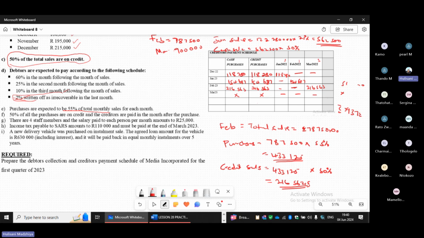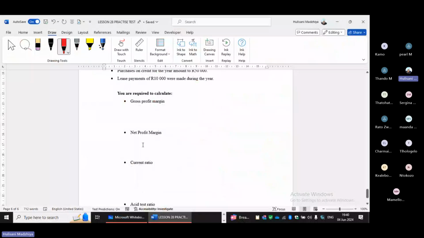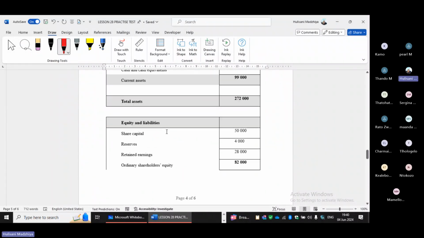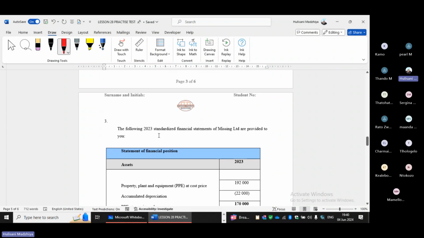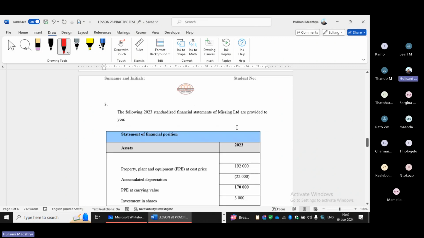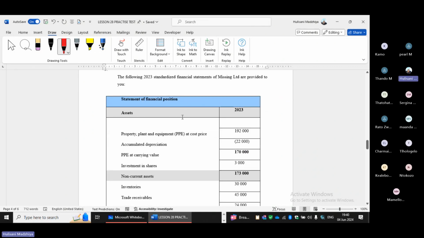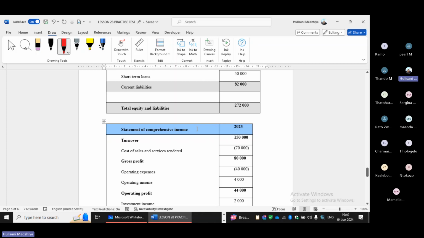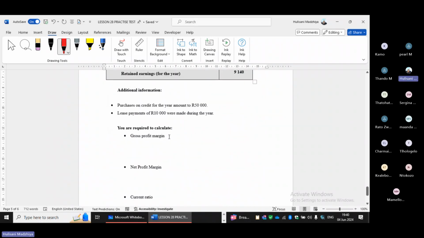Then this brings us to this section over here. So I'm going to switch the screen. I'm gonna go to my Word document. So over here on the last section, you were given the following standardized financial statement of Missing Ltd, where you are given the statement of financial position, which is your balance sheet statement. You are also given the statement of comprehensive income, and then additional information, plus ignore the additional information at this stage. You will not be required to use it.